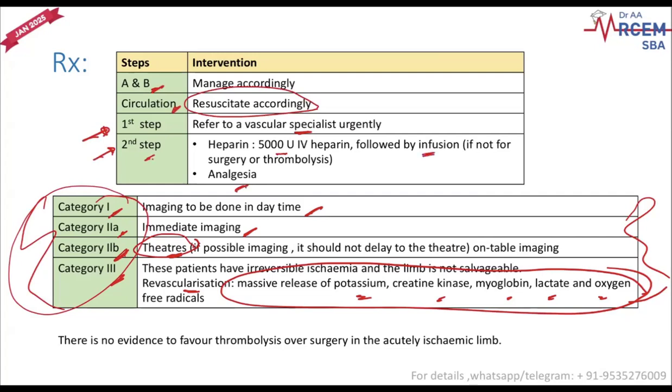Infusion, you will decide only if the surgeon says, I'm not thrombolizing, I'm not revascularizing, just start on the infusion, I'll come in the morning and see. That time you'll start. So this infusion is on the vascular surgeon's advice, not on your own. So remember, the treatment plan: first is vascular surgeon referral. Second, everyone gets a shot of 5,000 international units of IV unfractionated heparin.